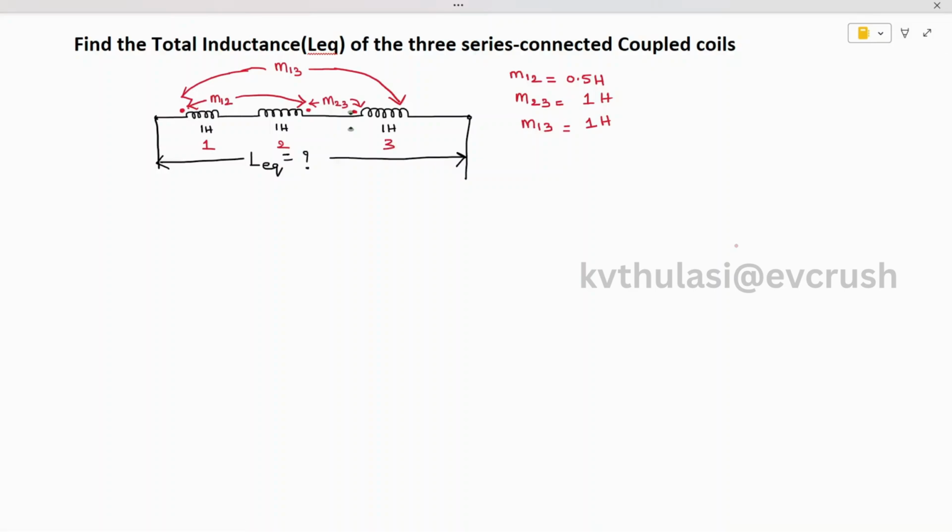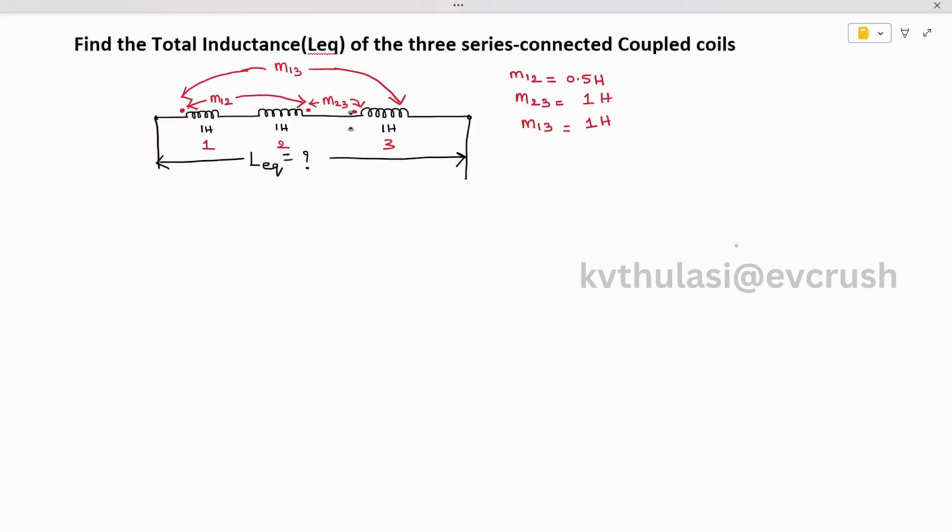There is a mutual inductance between coil 1 and coil 2, a mutual inductance between coil 2 and coil 3, and a mutual inductance between coil 1 and 3. If it has self-inductance as well as mutual inductance, then how to handle this problem is very important. Now let us try to solve it.